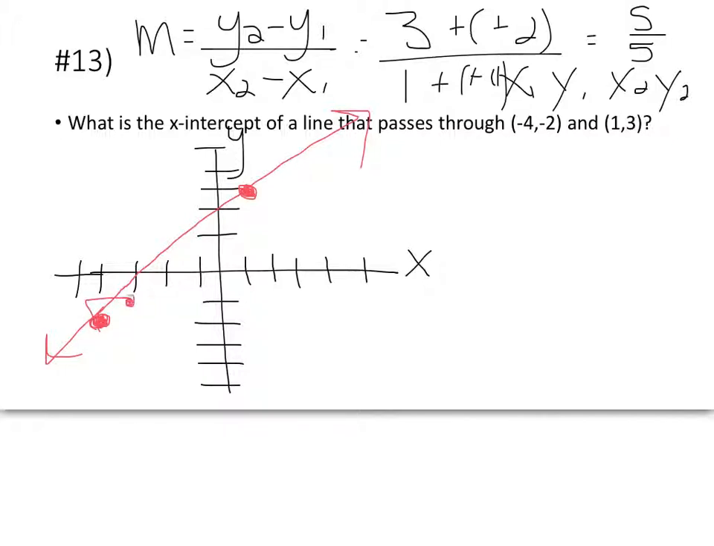It's going to be here. Up 1 over 1 here. Up 1 over 1 here. Up 1 over 1 here. Up 1 over 1. So you'll see that my line was not the best line in the world, so it looks more like that. And where is my x-intercept? It's where the graph crosses the x-axis. So it's at x equals negative 2.